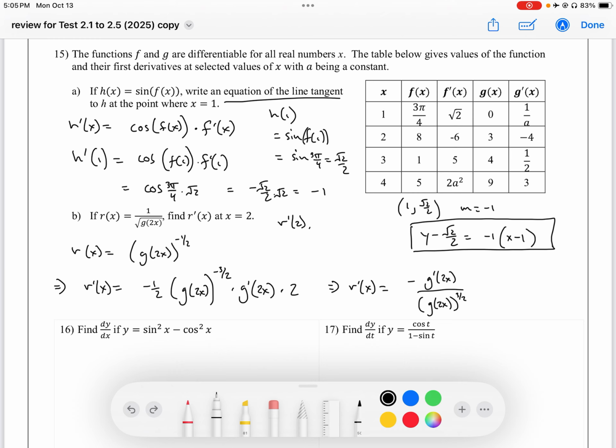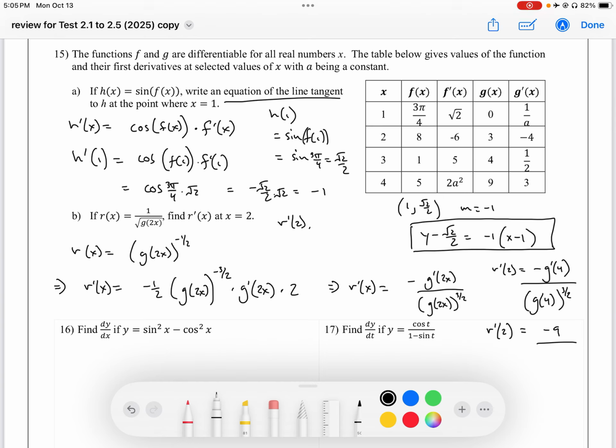Okay, so now I can plug in 2. So basically, r prime of 2 is just going to be negative g prime of 4 divided by g of 4 to the 3/2 power. So r prime of 2 would be, so g prime of 4 is something like 9. So -9. And g prime of 4 is 3. So, man, I'm disappointed that this isn't going to work out nicer than it does, but that's fine.